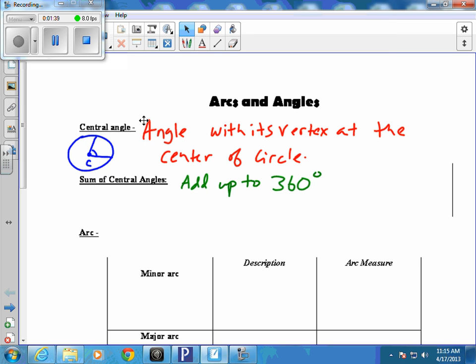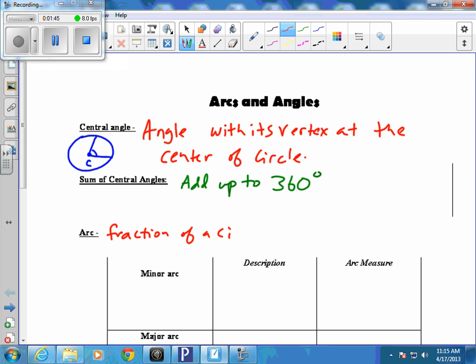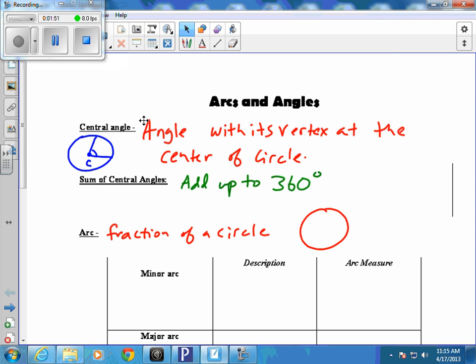Okay, an arc is just a fraction of a circle, or a portion of a circle. For example, if I draw a circle, it's the actual portion or fraction of the outside of the circle. Maybe it's just that. And I actually label it, if it's point A and point B, arc AB. It's just a fraction or a portion of a circle.